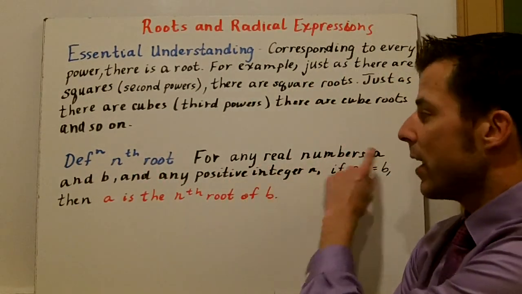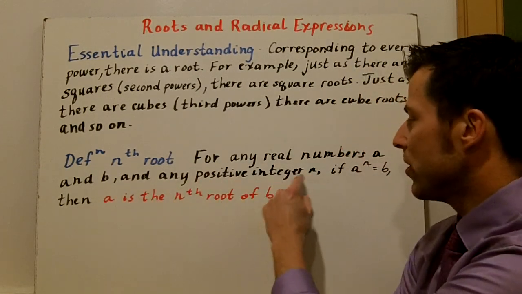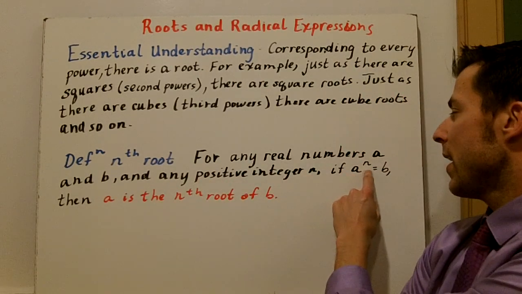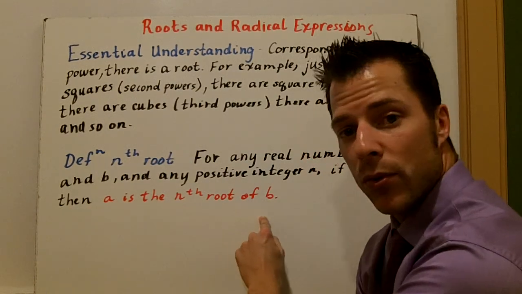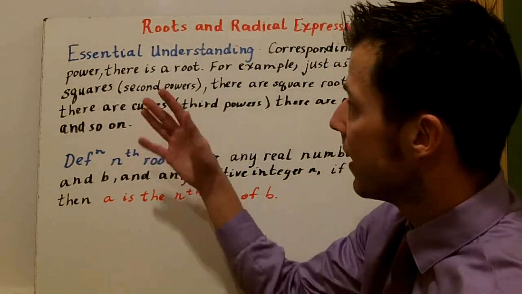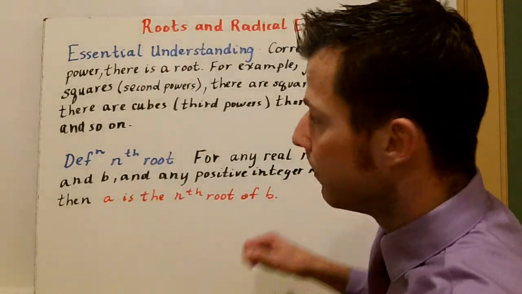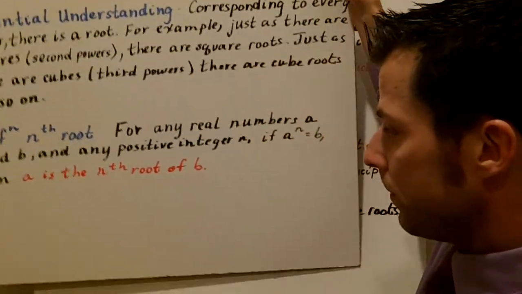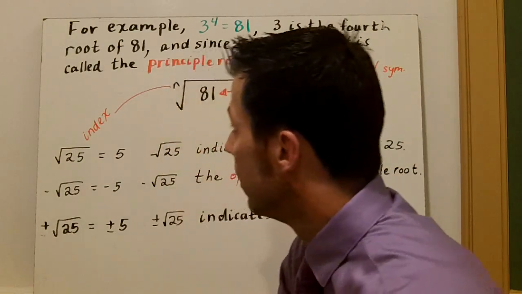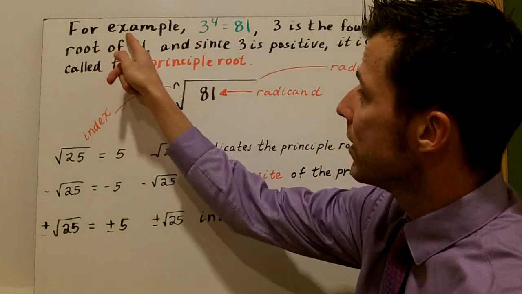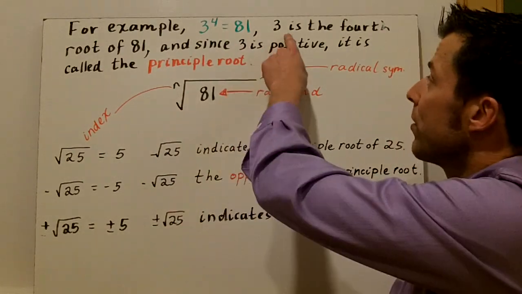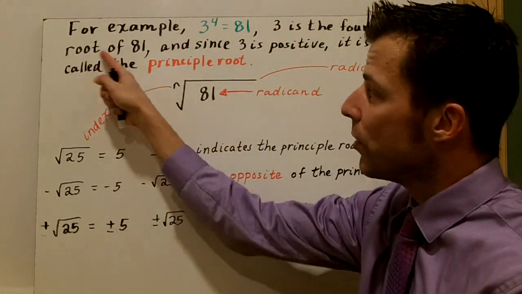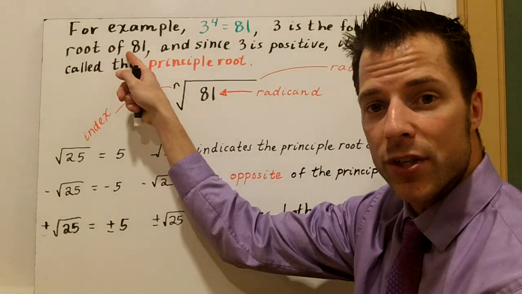For any real numbers a and b and a positive integer n, if a to the n equals b, then we say that a is the nth root of b. So these are two big ideas that we're going to be exploring today. Okay, so for example, 3 to the fourth equals 81. What we would say is that 3 is the fourth root of 81, and that's that nth root definition.